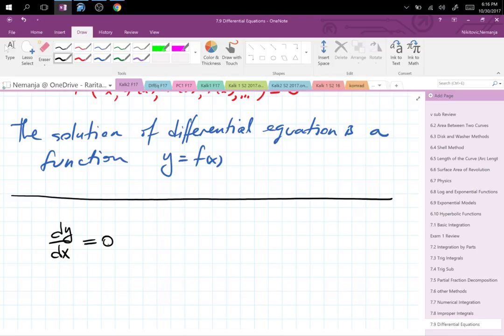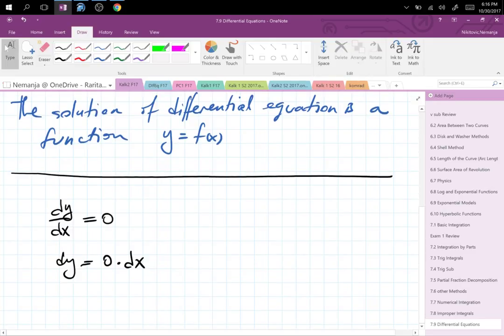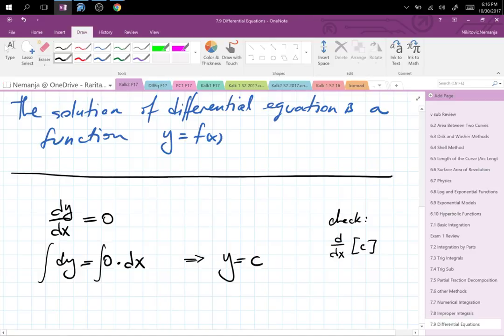And if you think about it, the way to solve this would be to ship dx to the other side and then integrate both sides. What you get from here is that y is equal to some constant c. Remember that plus c that you put in? And now that makes sense because c is a constant, and if you try to check this work, you will differentiate c and you will get 0, which is exactly what you're supposed to get.